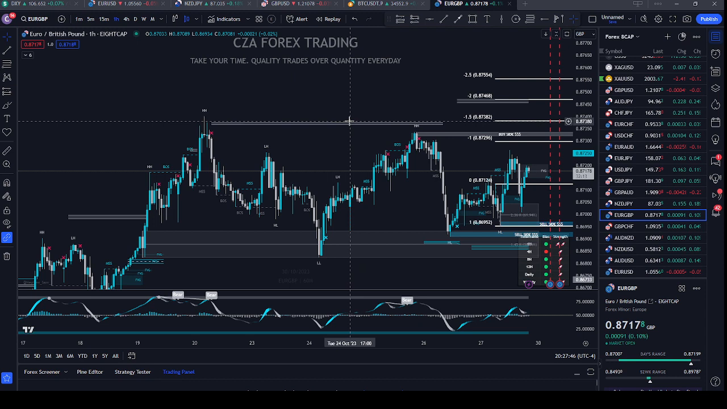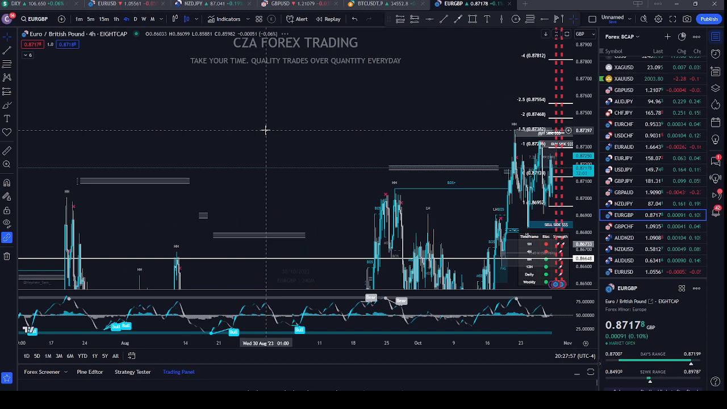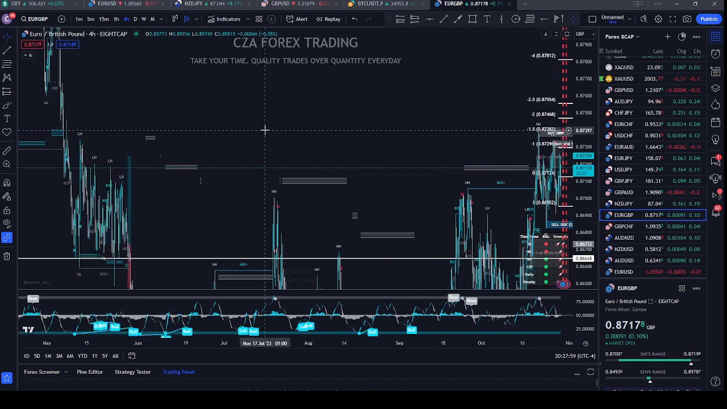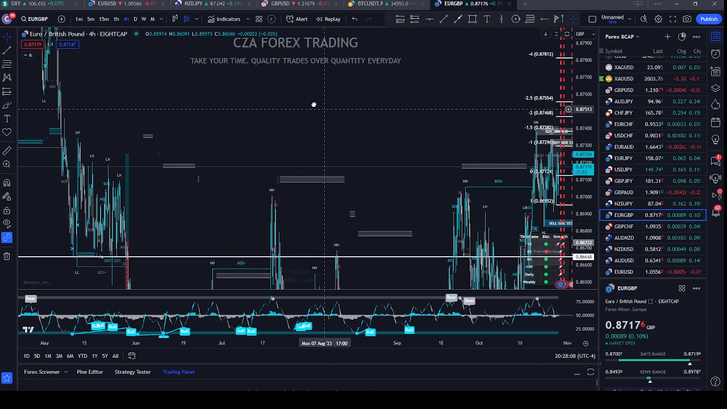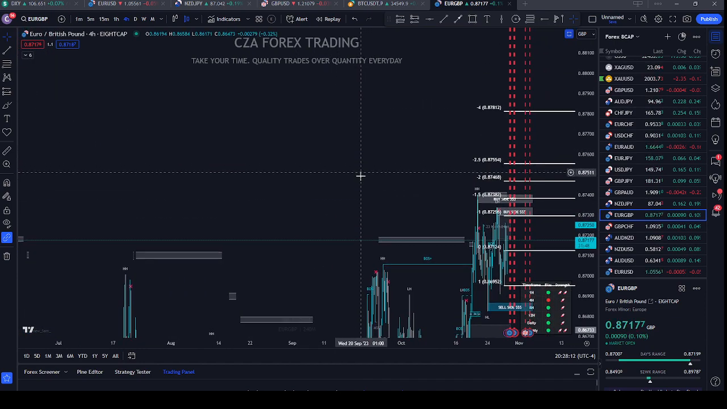And I like to target 2.5. That right there is the top of the wick, pretty much. That negative 1.5. And then let's see. That's the top of that wick, pretty much. Negative 2.5, negative 2, negative 1.5. Okay.